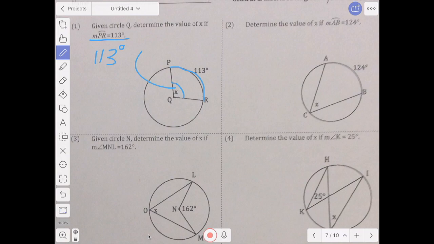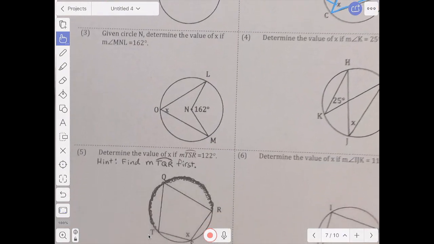In question number 2, we're looking for the measurement of x, and x is not a central angle. X in this case is an inscribed angle. So if we've got 124 degrees on the circle for the arc, the inscribed angle would be half of 124. So 62 degrees for x. Just showing you a few more examples here. I guess maybe just 3 more examples.